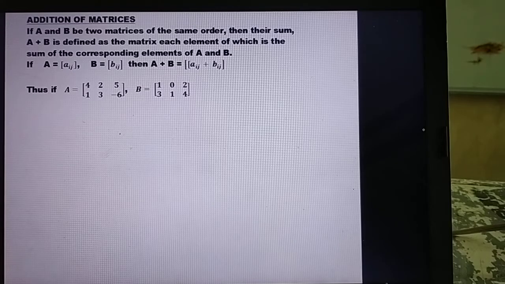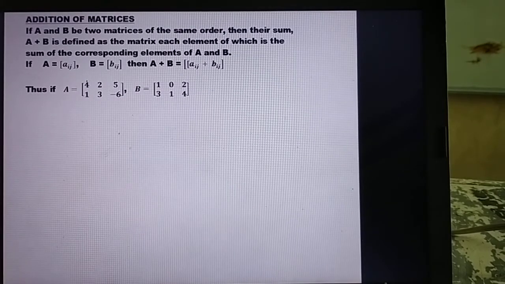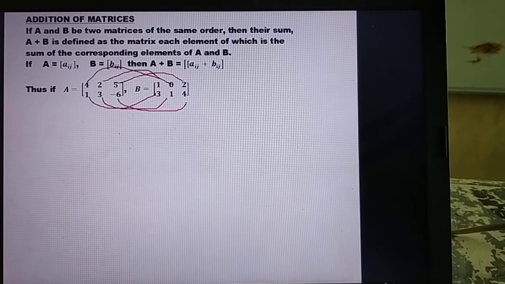So if A has the elements Aij and B has elements Bij, then A plus B is equal to the sum of their respective or corresponding elements. So let us solve this with matrices A and B. Okay, so the corresponding elements are 4 and 1, 2 and 0, 5 and 2, then 1 and 3, 3 and 1, negative 6 and 4.